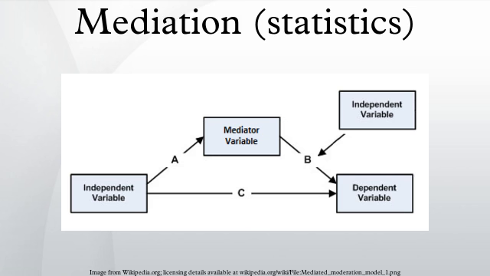Direct versus indirect mediation effects. In the diagram shown above, the indirect effect is the product of path coefficients A and B. The direct effect is the coefficient C. The direct effect measures the extent to which the dependent variable changes when the independent variable increases by 1 unit.